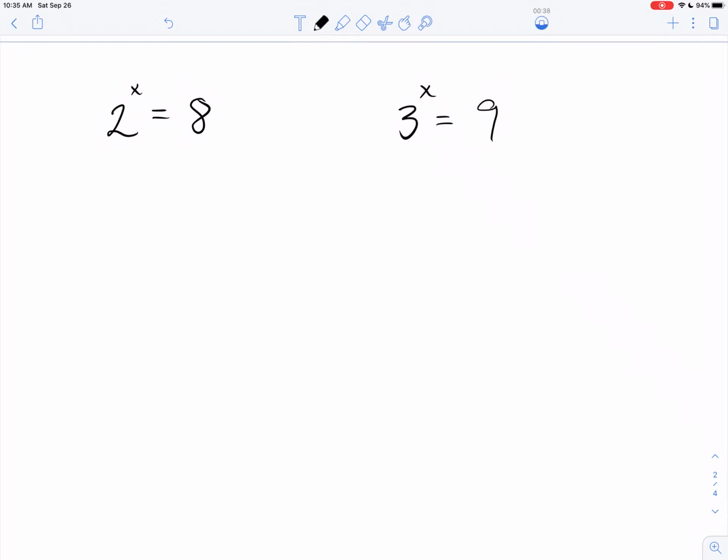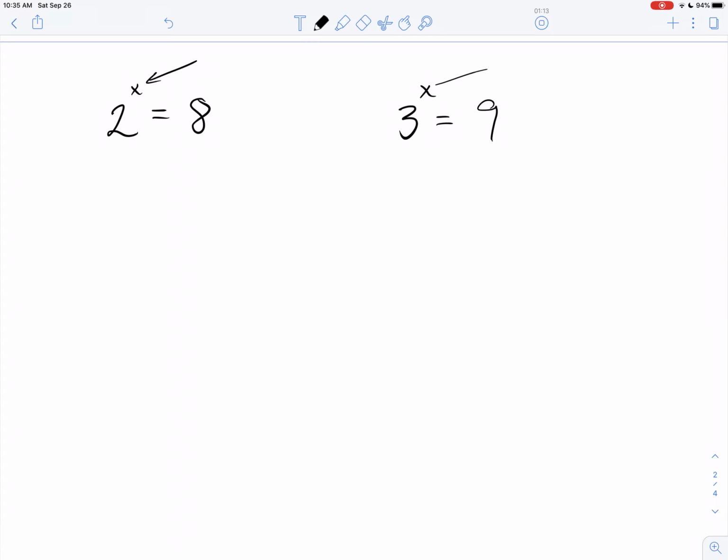Okay, greetings guys. We're going to talk about solving exponential equations. And on the whiteboard here, I have two very easy ones. Of course, they're not always going to be easy, but the concept is the same, no matter how easy or difficult the problem. So in this first one, if I wanted to, I could guess and check, and say, you know what, if x was equal to 3, then I would have 2 cubed equals 8. I would have the solution to that equation.